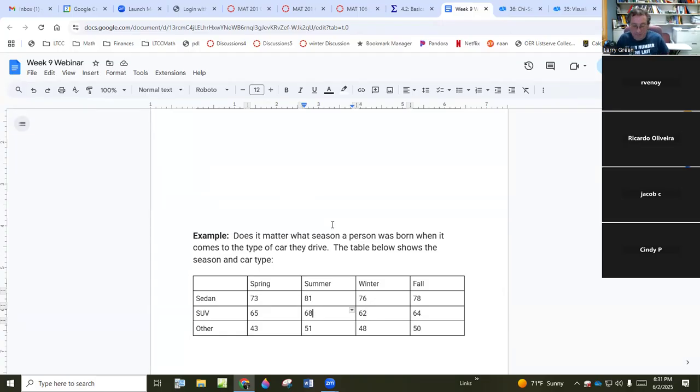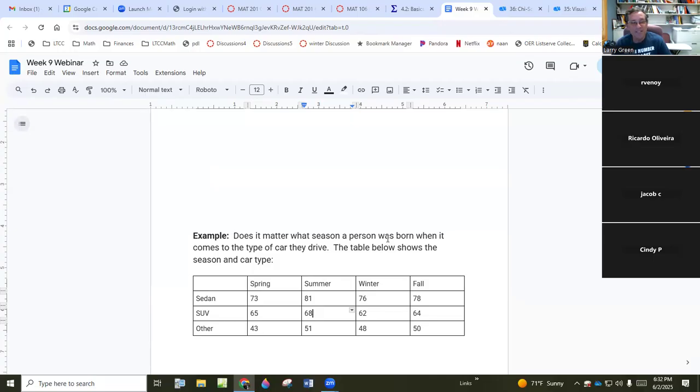So the question is, if you happen to know what season a person was born in, can you get a better guess on what kind of car they drive? Do you think that might be true, or do you think it has nothing to do with the kind of car people drive? For example, I was born in the summer, and I don't drive much, but when I do drive, I drive an SUV. That's just me. So what do you think?